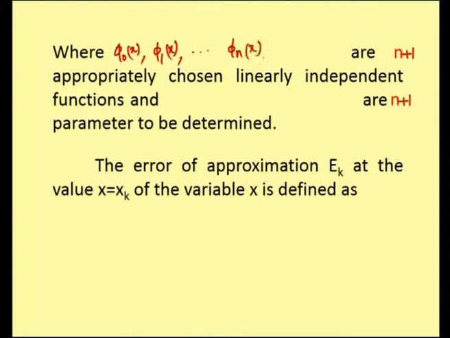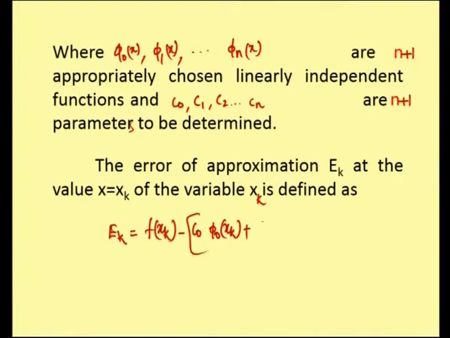up to phi n of x are n plus 1 appropriately chosen linearly independent functions, and the coefficients c0, c1, c2 etc. up to cn are n plus 1 parameters to be determined. So, the error of approximation ek at the value x equal to xk is defined as ek is equal to f of xk minus c0 phi 0 of xk plus c1 phi 1 of xk plus etc. cn phi n of xk.